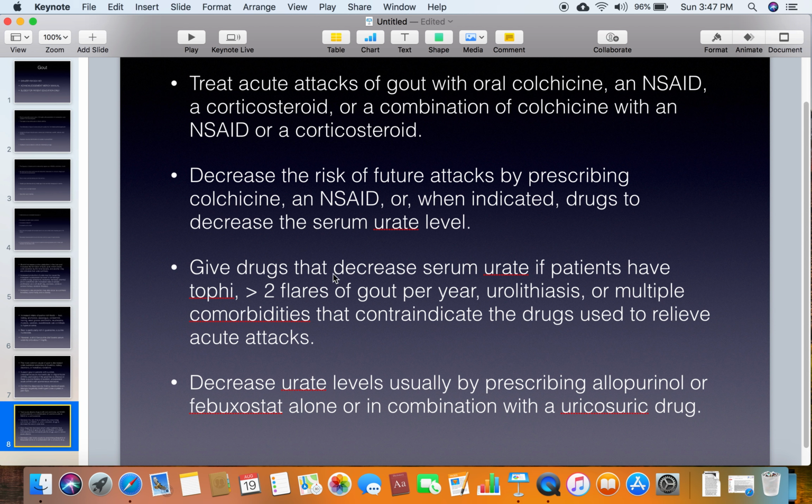Now, remember that you give drugs that decrease serum urate if the patients have tophi. Tophi are deposits of uric acid in and around the joint, and if the patient has more than 2 flares of gout per year, or if the patient is having stones, uric acid stones in the kidneys, ureters, or urinary bladder, and you can decrease the urate levels by prescribing allopurinol or this medication called febuxostat, alone or in combination.